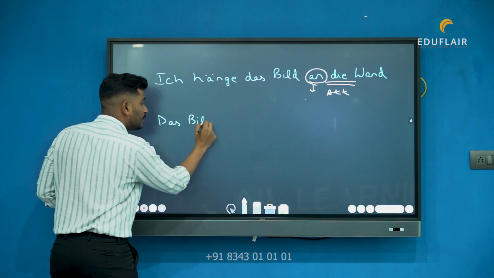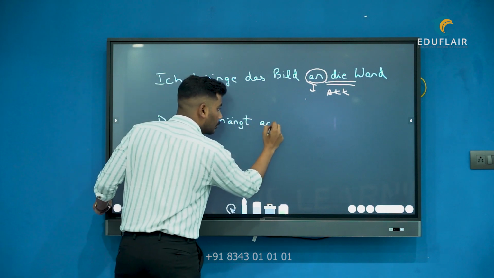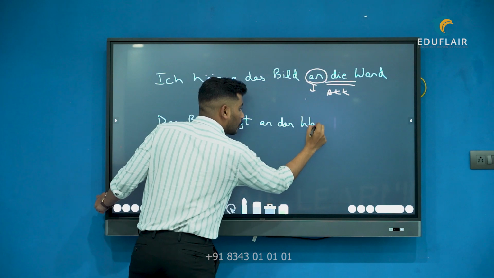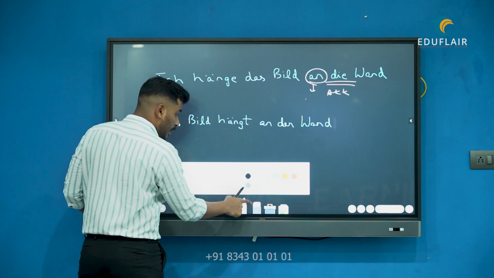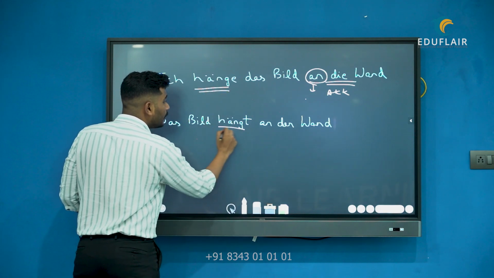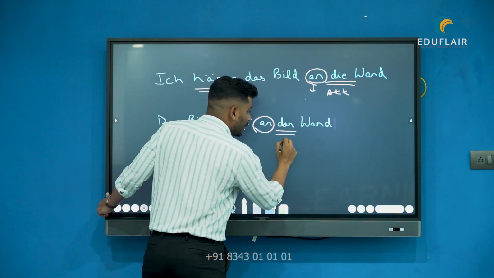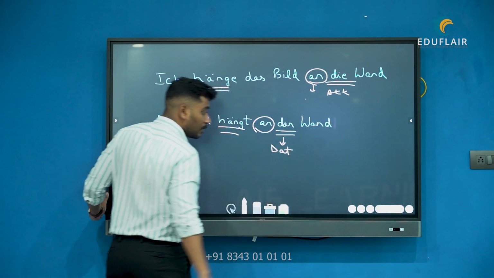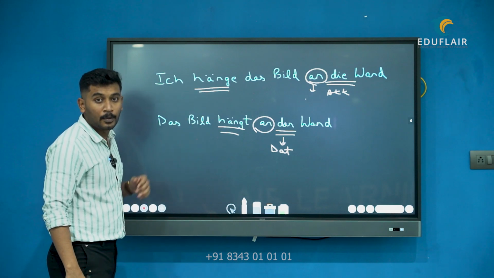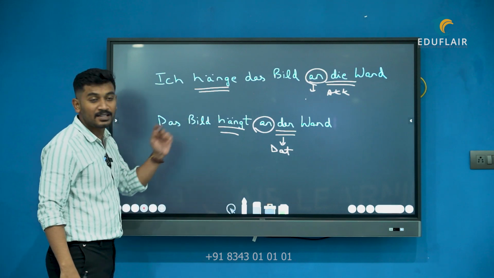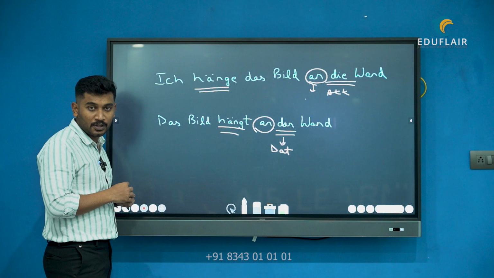Now let's check one more example. Das Bild hängt an der Wand. Here again, as you can see, the verb is the same, even the preposition is the same, but the case here is dative. Why? Because there is no motion over here. The picture hangs on the wall. Because there is no motion, that's the reason it took dative case. So guys, this is how we decide the case in our Wechsel prepositions.